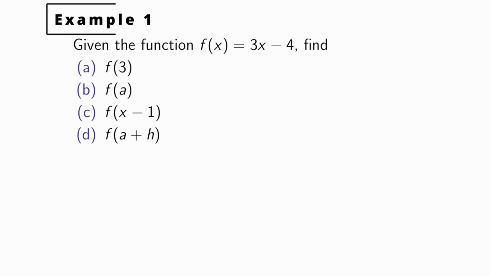Given the function f of x equals 3x minus 4, let's find f of 3, f of a, f of x minus 1, and f of a plus h. First we begin with f of 3. Now it's very important to understand, that's f of 3.